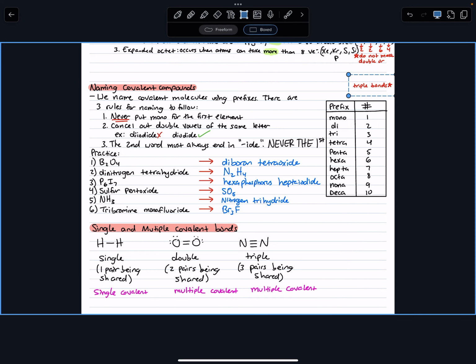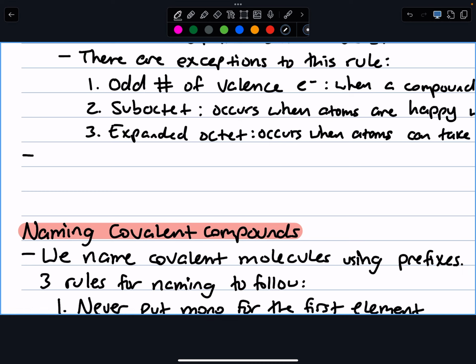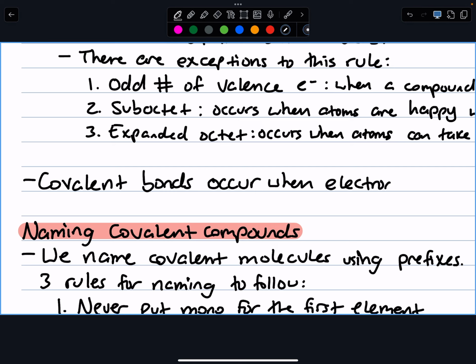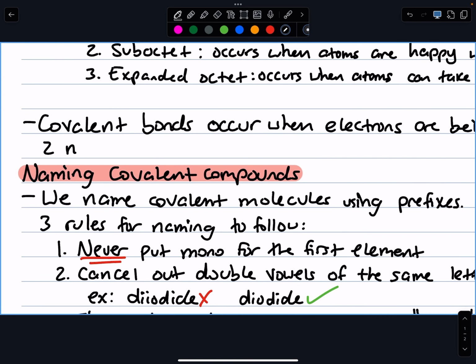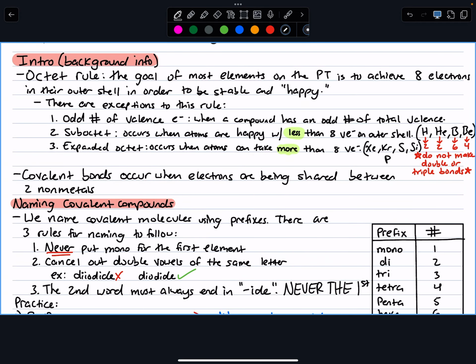All right, what's the definition of a covalent bond? Okay, covalent bonds occur when electrons are being shared between 2 non-metals. Does that make sense? Okay, so I just wanted to throw in that definition. Say it again? No worries.